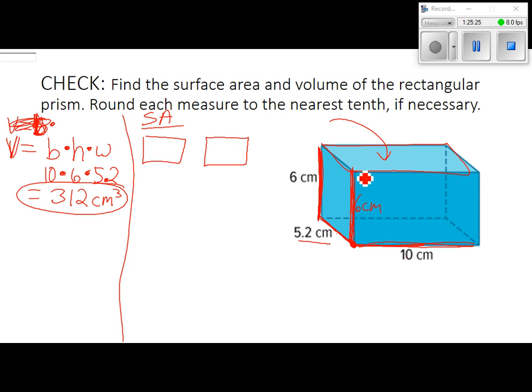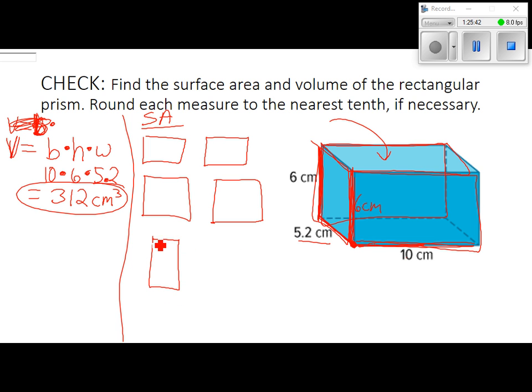Then it has a front face here. Looks something like this. And the back is the exact same as the front. And then it has the 2 ends. So I'm gonna separate those off. And both the ends are exactly the same. Now all you wanna do, each one of these is a rectangle. Area of a rectangle is just base times height. So we just want the base and the height of each one.